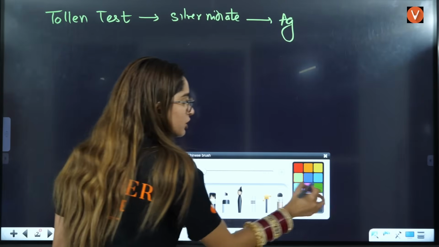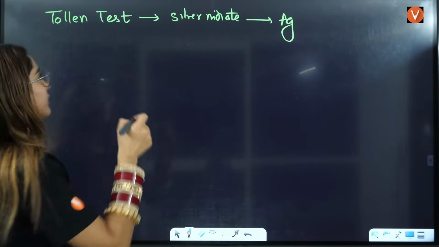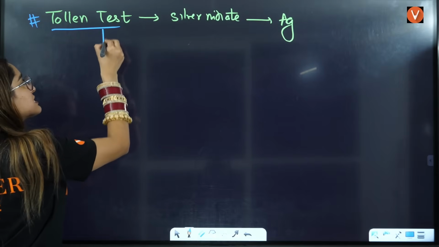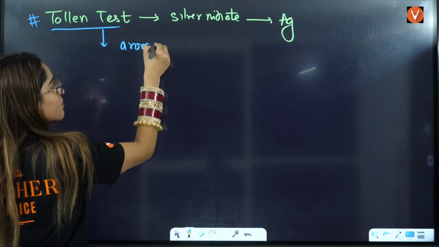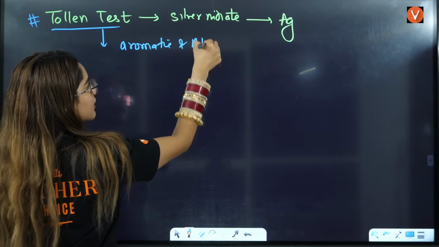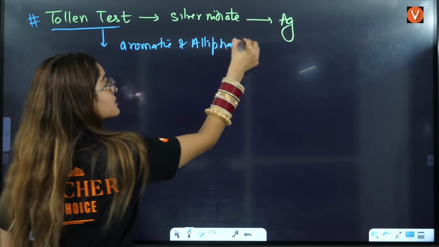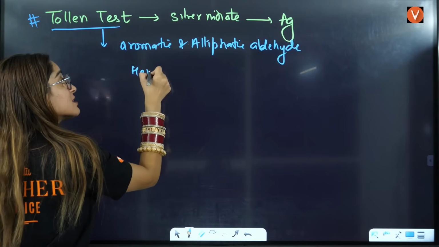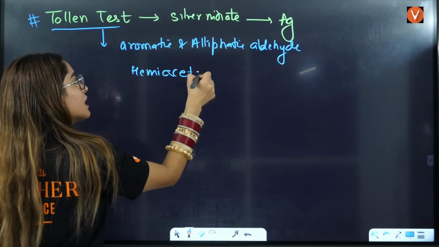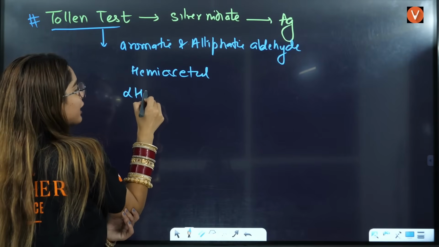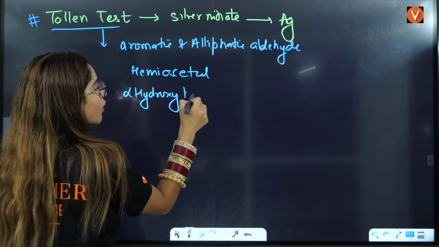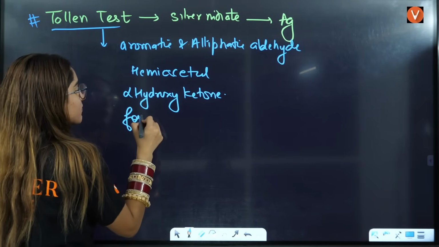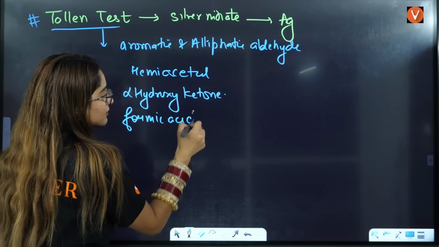Nobody is going to ask you the reaction. What they are going to ask you, I'll write it here, right? So you keep memorizing the reaction, but what they will ask you is, this is given by which thing? This is given by aromatic, aliphatic aldehydes. Then ma'am, this is also given by hemiacetal. This most of the students don't know. This is also given by alpha hydroxy ketone. On alpha position, you have OH. This is also given by formic acid. Okay, these are the important things to remember.